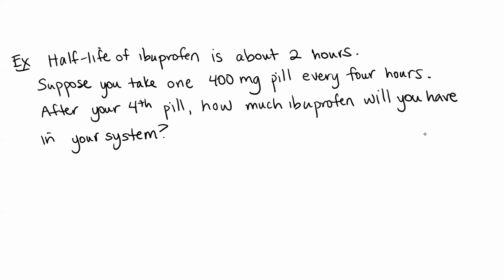After another 2 hours, you'll have half of 200 left, you'll have 100 left. And another 2 hours later, you'll have half of that left, you'll have 50 milligrams left. And it'll just keep going down until there's just trace amounts of ibuprofen left in your body. Okay, so suppose that you take one 400 milligram pill of ibuprofen every 4 hours. After your 4th pill, how much ibuprofen will you have in your system?